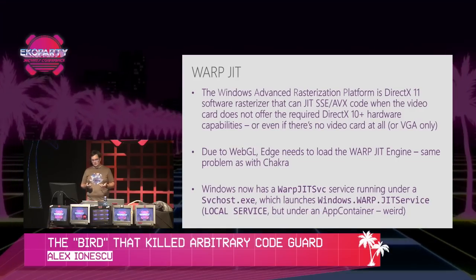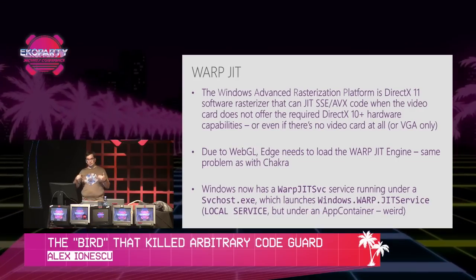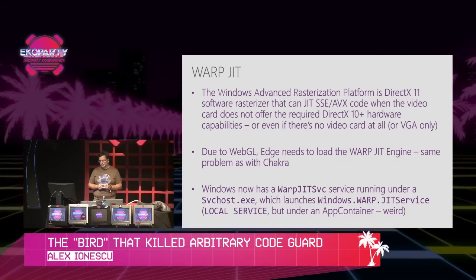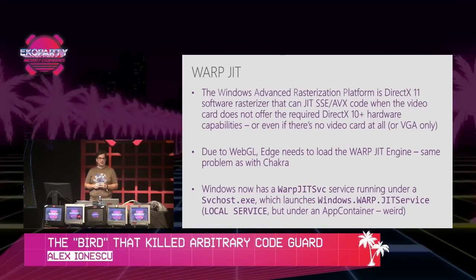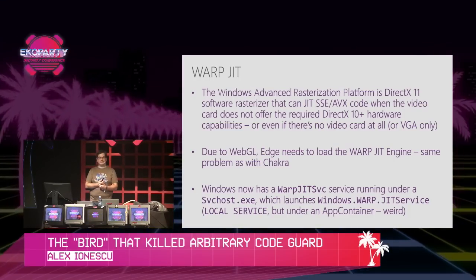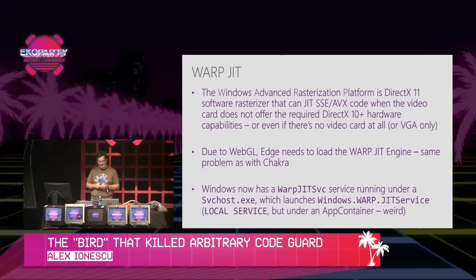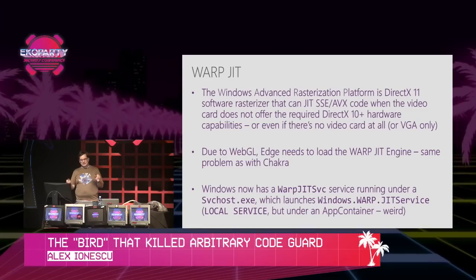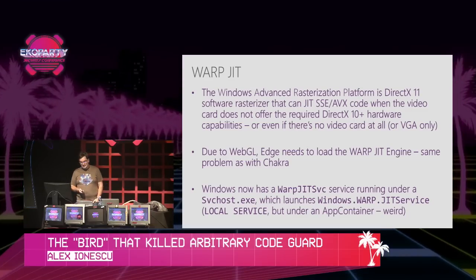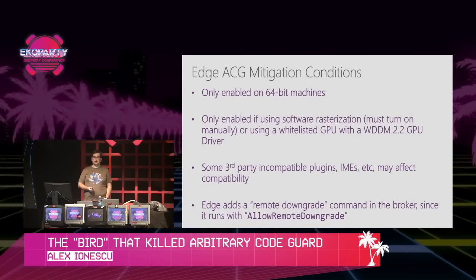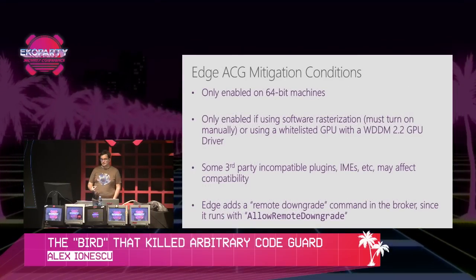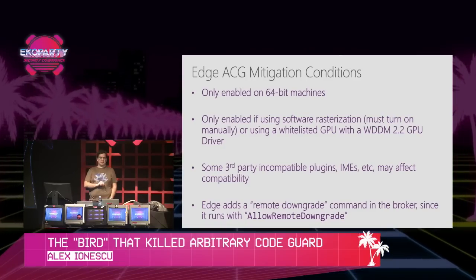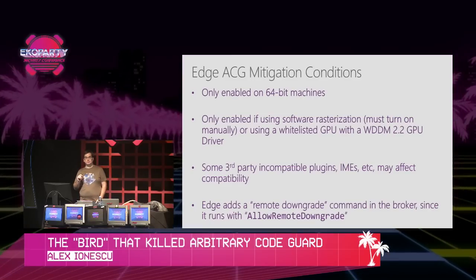Again, we have a JIT. So there's also an out-of-process WARP JIT engine, which JITs shaders, High-Level Shader Language, HLSL, into CPU assembly code if your GPU can't handle the specific shader you're using. So both the JavaScript engine and the DirectX software rasterizer JIT had to be taken outside of the process. And with this, now Edge can use ACG if you're on 64-bit, if you're using software rasterization, or if you have a WDDM 2.2 GPU driver.